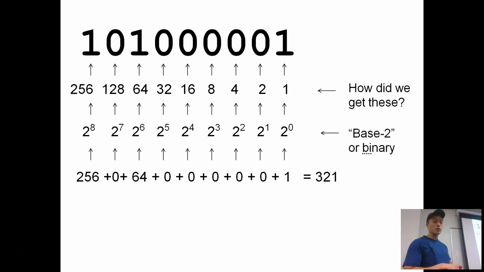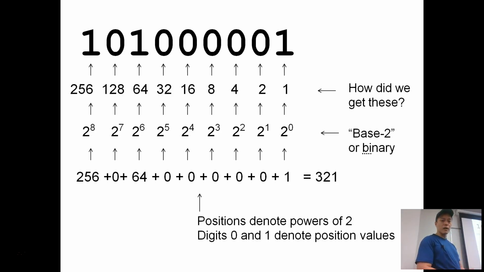In order to figure out the value of this binary number, you take the position 256, multiply it by the value of the digit, that gives you 256, plus 0, plus 64, and these are all zeros, plus 1, and you get 321. All right? So that's binary. Any questions about that? Okay.